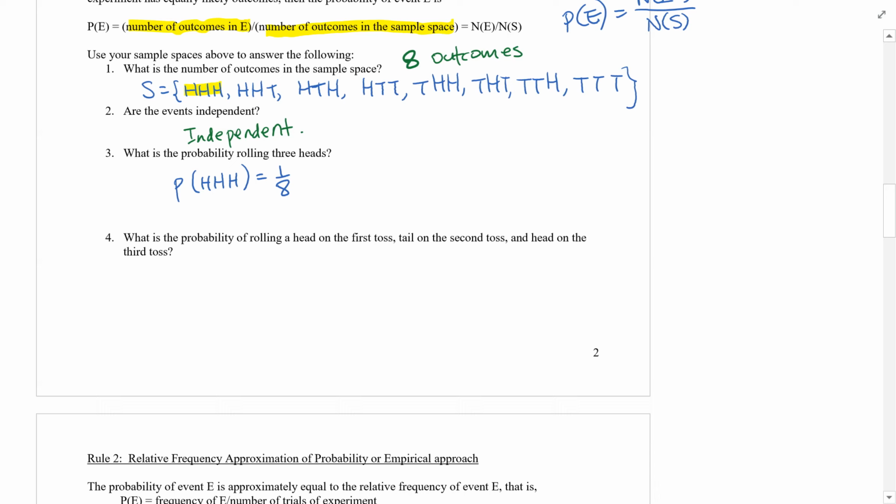Well, let's look at number 4. What is the probability of getting a head on the first toss, tail on the second toss, and head on the third toss? Okay, let's look for that in my sample space. So first toss, I want a head. So head, tail, head. Head, tail, head is this one over here. Again, this is only 1 over 8. So therefore 1 over 8. So the probability of having a head, tail, head.